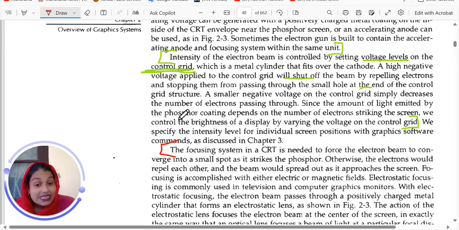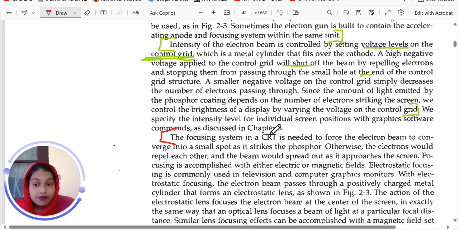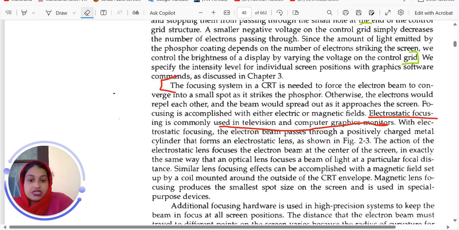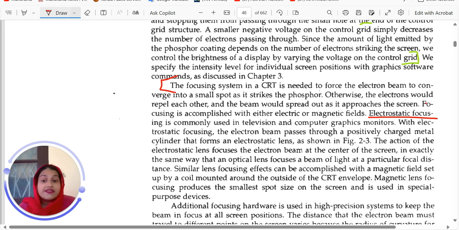Now, the focusing system in a CRT is needed to force the electron beam to converge into a small spot as it strikes the phosphor. Otherwise, the electrons would repel each other and the beam would spread out as it approaches the screen. Focusing is accomplished with either electric or magnetic field. Electrostatic focusing is commonly used in television and computer graphic monitors. With electrostatic focusing, the electron beam passes through a positively charged metal cylinder that forms an electrostatic lens.